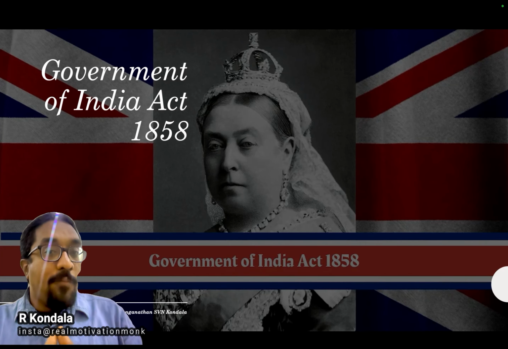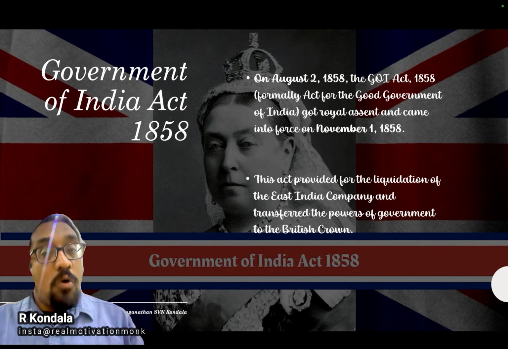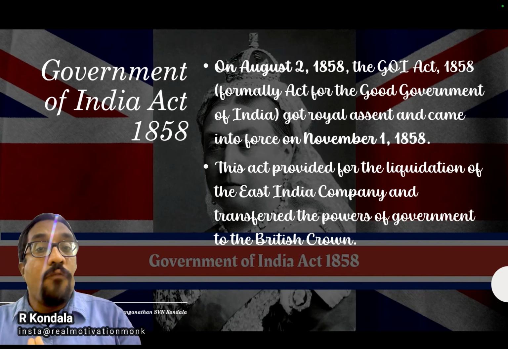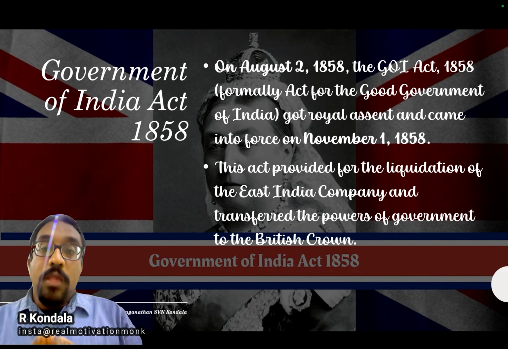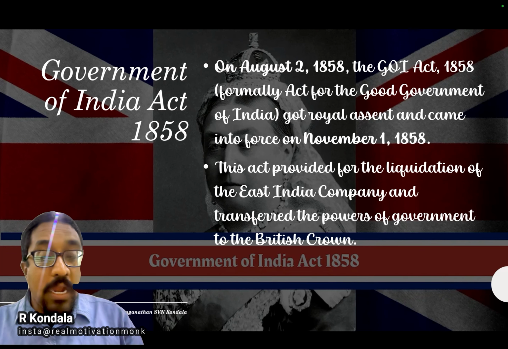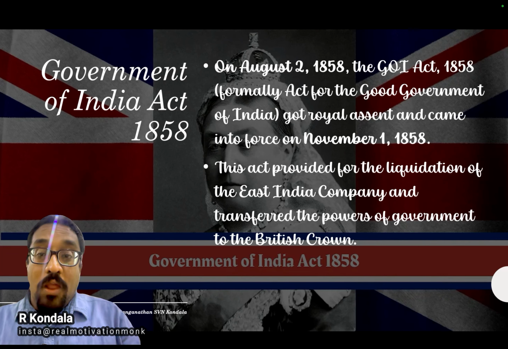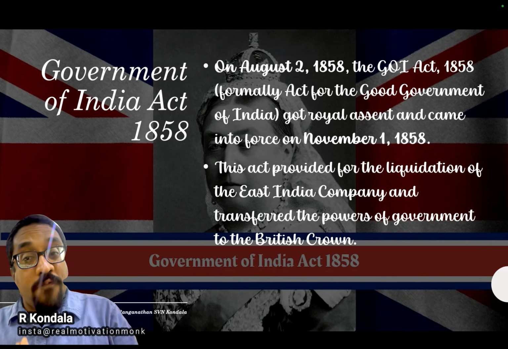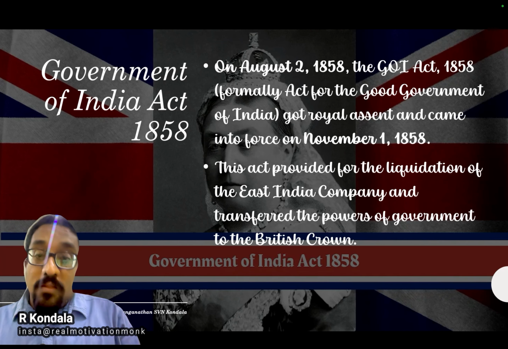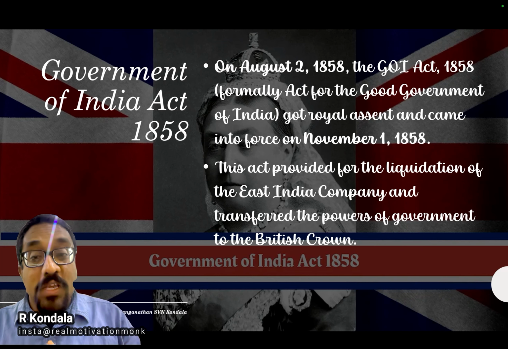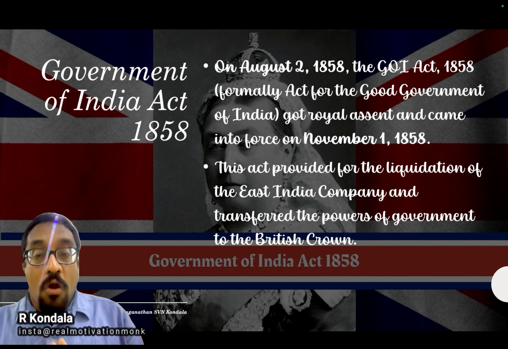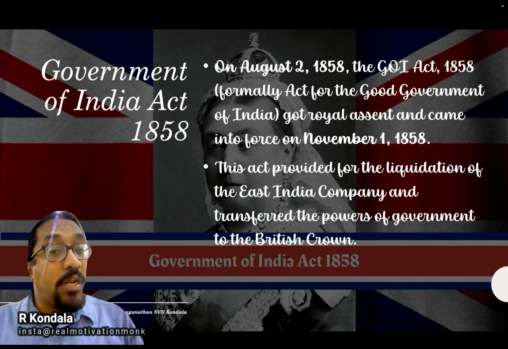Queen Victoria's Government of India Act is sometimes also formally referred to as the Act for the Good Governance of India. It was passed in August 1858. It received its royal assent and came into force on the 1st of November 1858. The Act provided for the liquidation of the East India Company and transferred all political, judicial and legislative powers of the company government to the British Crown.